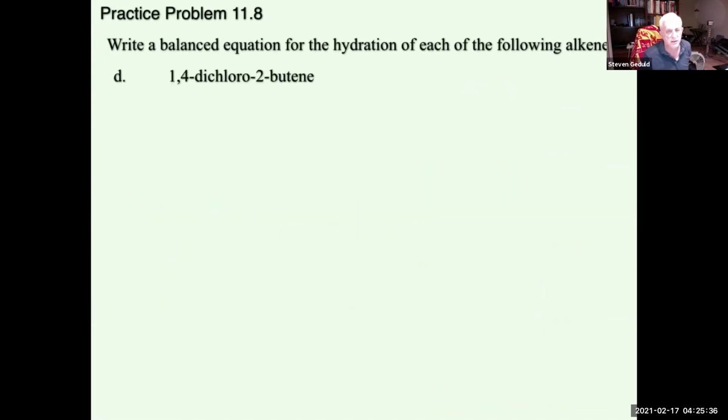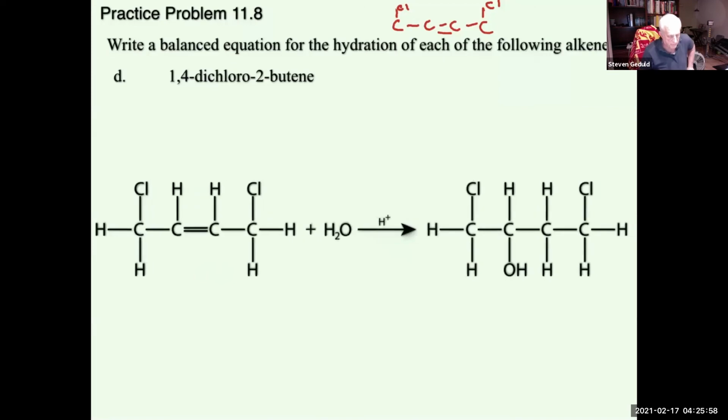1,4-dichloro-2-butene. Okay, just basically write it in. We'll do it on the computer so you can see it better. Butene is 4 carbons. Number 2, there's a double bond. Okay, at 1 and 4, there's chlorine groups on it. And there's your compound. And that's what your compound looks like.